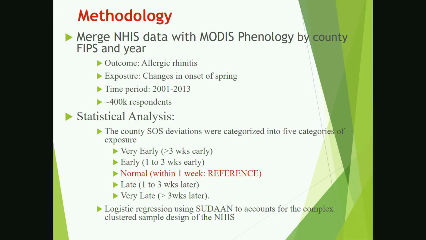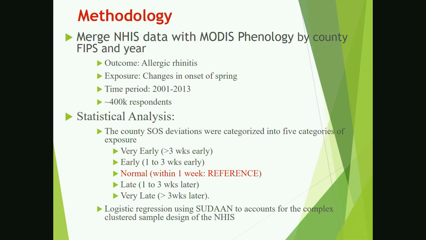Is the long-term norm for spring from a different data set from the MODIS? It's the MODIS data set. So it's the average over 2013 for that particular pixel where that respondent lives. So each has their own.